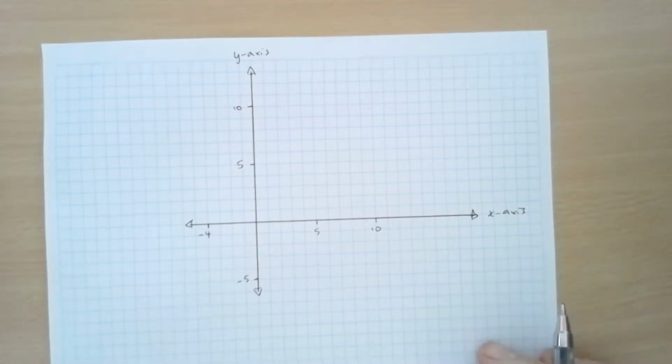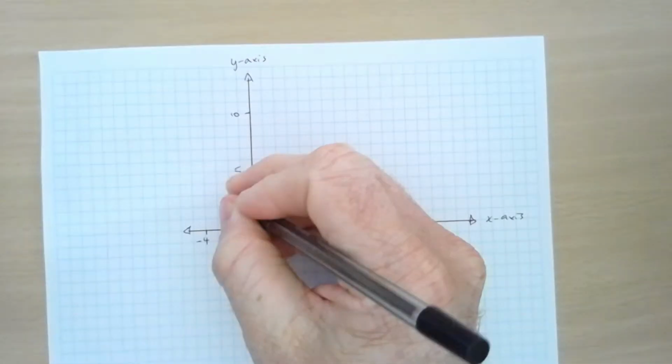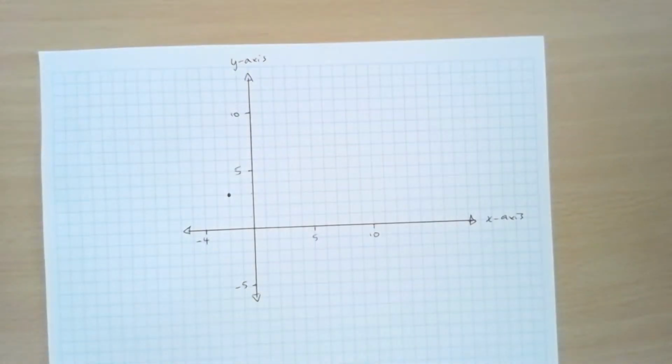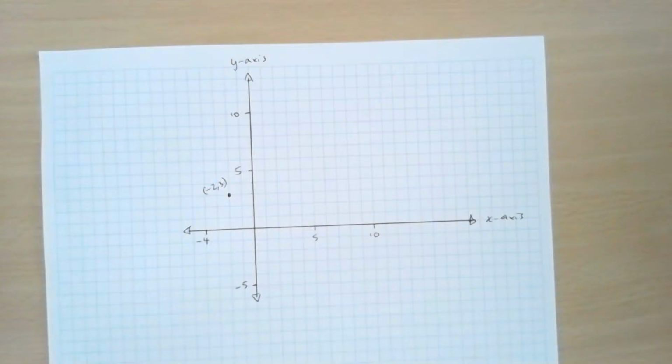So the points to begin with were (-2, 3). You can see I've got my x-axis labelled here. I haven't labelled everything because we don't need to. And I've got my y-axis labelled as well. So (-2, 3), we go across to -2 on the x and up to 3 on the y. So there's our first point. And if you really want to, we can label the name of that point.